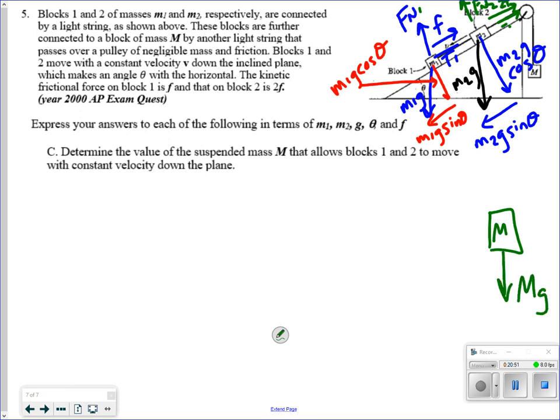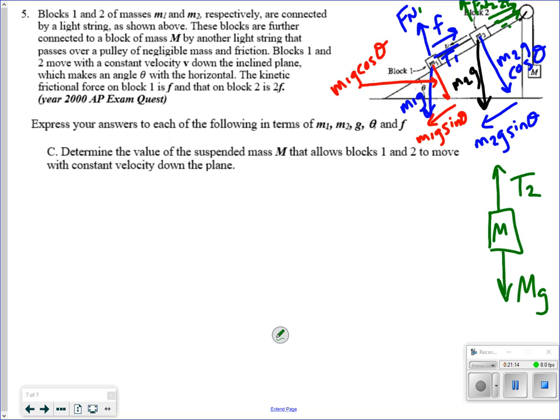Mg, big M, little g, is your downward force. Your upward force is going to be tension number 2. And it's the same rope. It's going around the pulley, which we're ignoring completely. You'll thank me later when we stop ignoring the pulley. But really, it's the same rope, so it's just changing the direction of the tension.